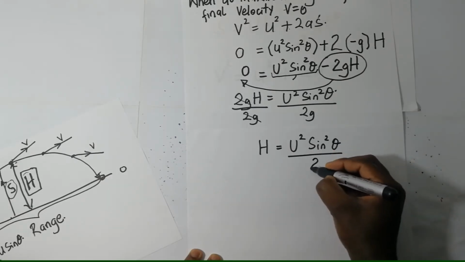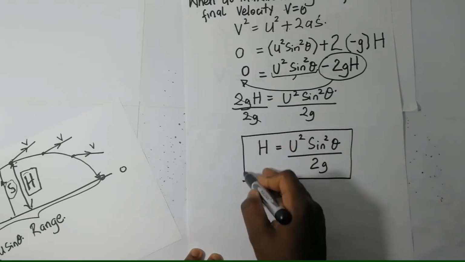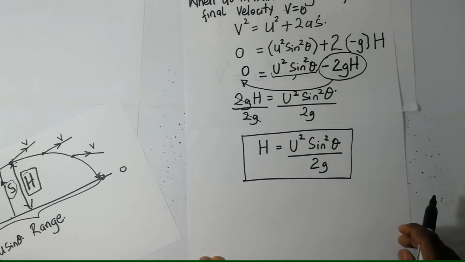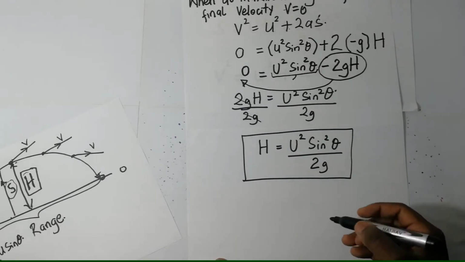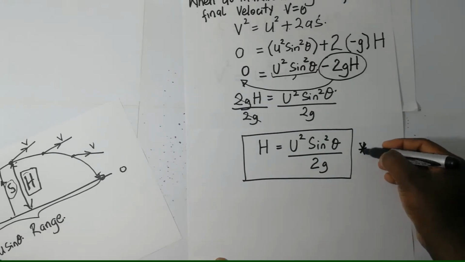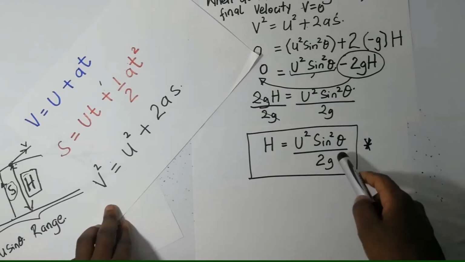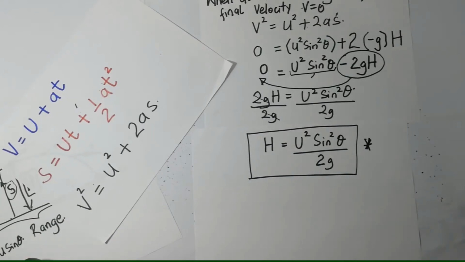Divide that by 2g. Now this is the expression for maximum height of a projectile motion, the maximum height of a trajectory from the ground zero. So that is how we derive this. In one of our previous sessions, I was able to derive this same expression, but I used a different approach. This is just another way of approaching it.